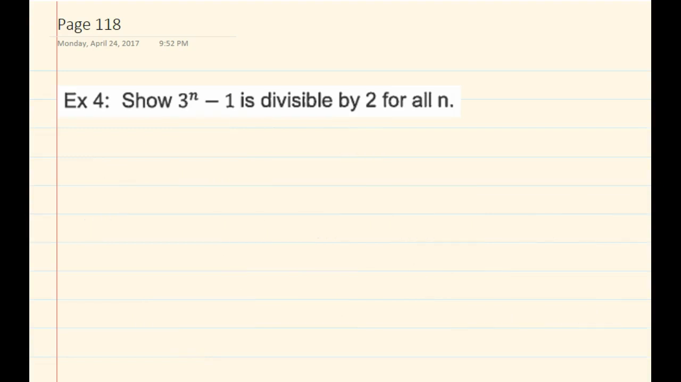So let's begin our notes for page 118. One of the very first things we need to do is V1, which means we need to verify it when n is equal to 1. So when 3 to the 1 power minus 1, that becomes 3 minus 1, which is equal to 2, and we can see that that is divisible by 2.